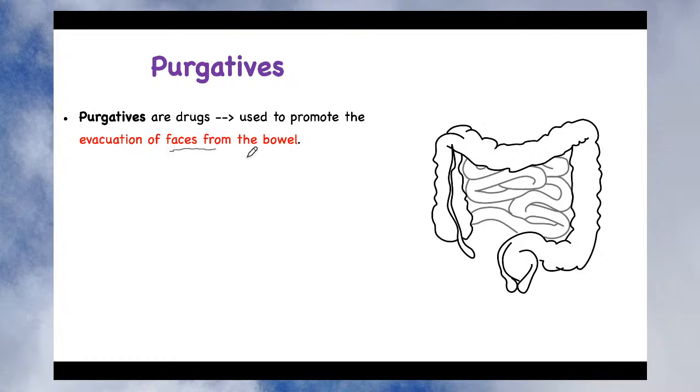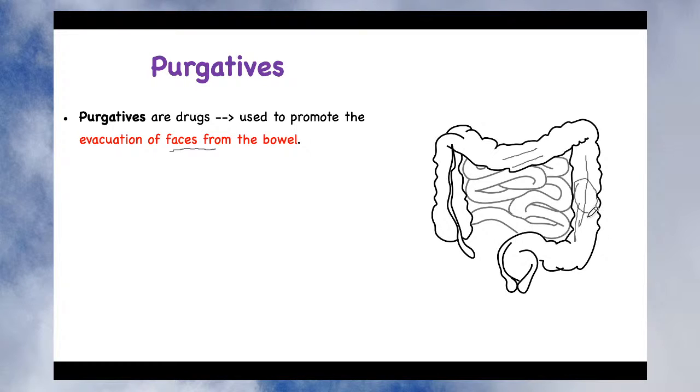So what happens in constipation? In constipation, the stool becomes hard and is stuck in your large intestine. Due to this condition, the patient suffers from severe discomfort and abdominal pain, because he is not able to defecate as the stool has become hard and is stuck in the intestine.